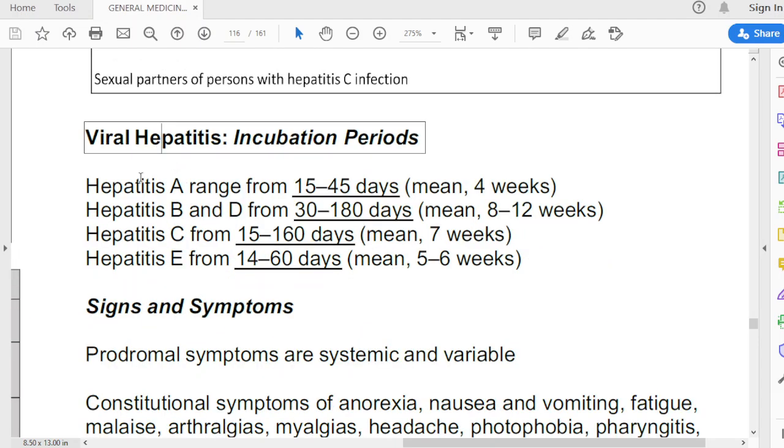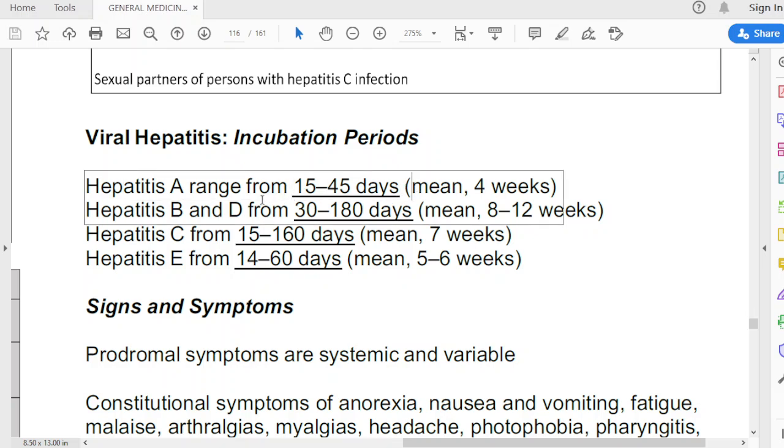Viral hepatitis, incubation periods. Hepatitis A ranges from 15-45 days, mean 4 weeks. Hepatitis B and D from 31-180 days, mean 8-12 weeks. Hepatitis C from 15-160 days, mean 7 weeks. Hepatitis E from 14-60 days, mean 5-6 weeks.